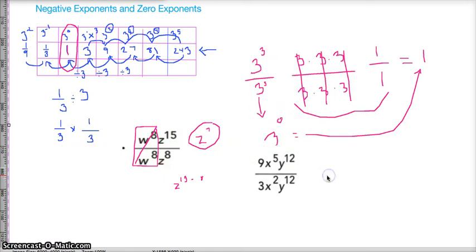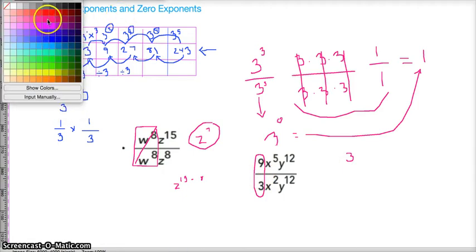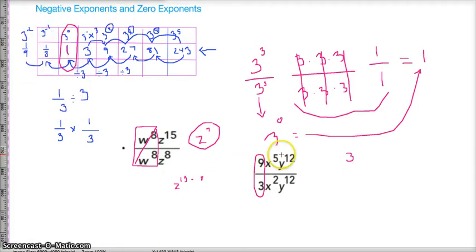Okay, so let's take a look at this one. Let's deal with each item individually. So we have plain numbers. So 9 divided by 3. Let's do that first. What's 9 divided by 3, everybody? Hopefully you said 3. Let's do x to the 5th divided by x to the 2nd.